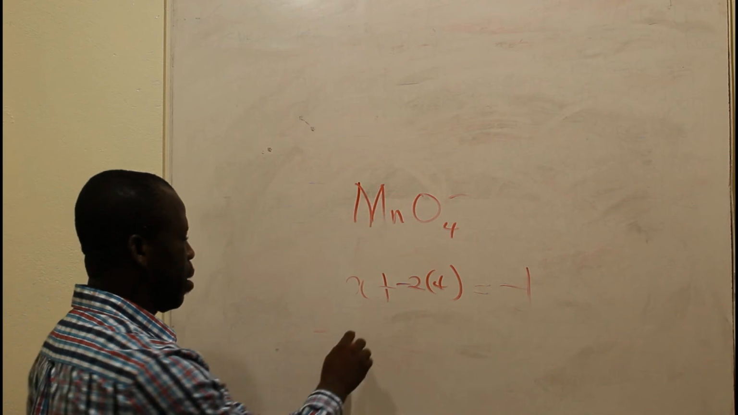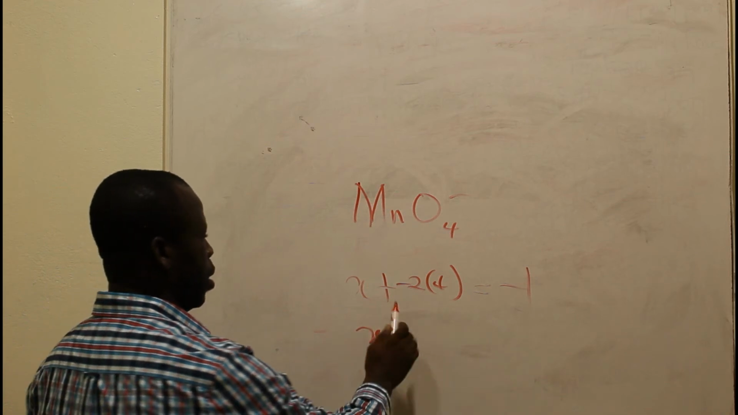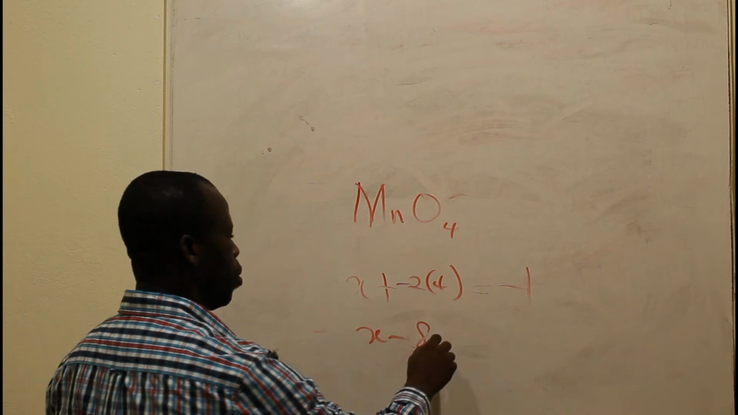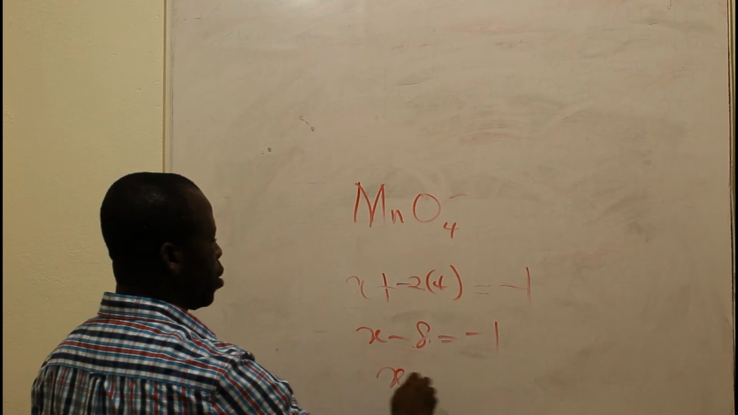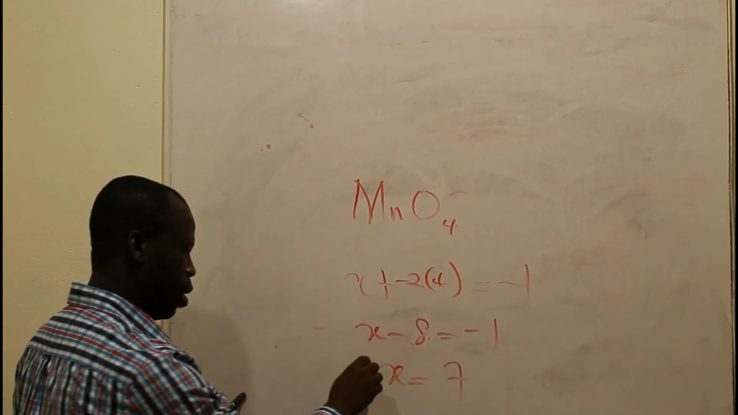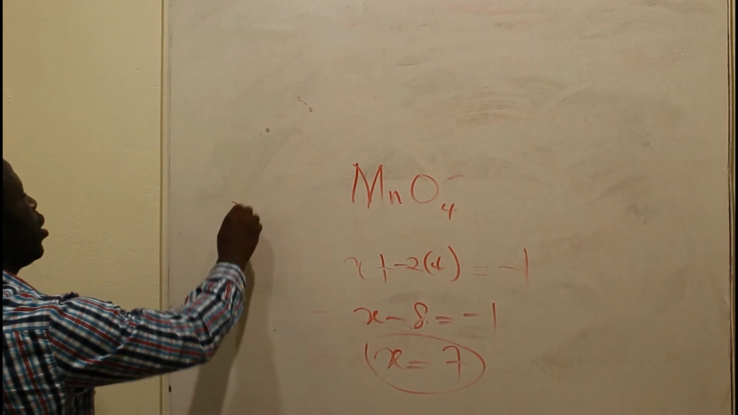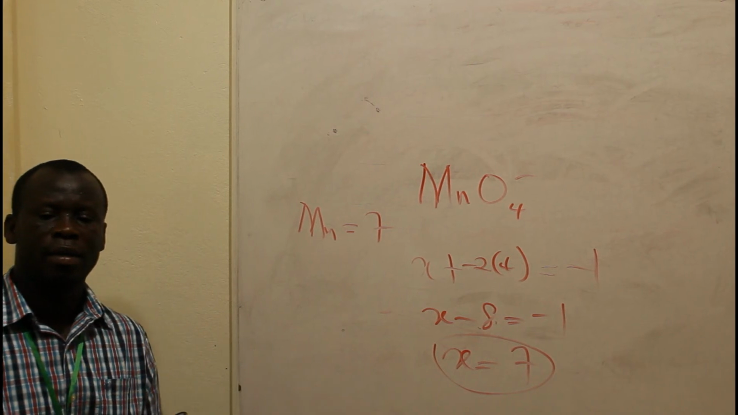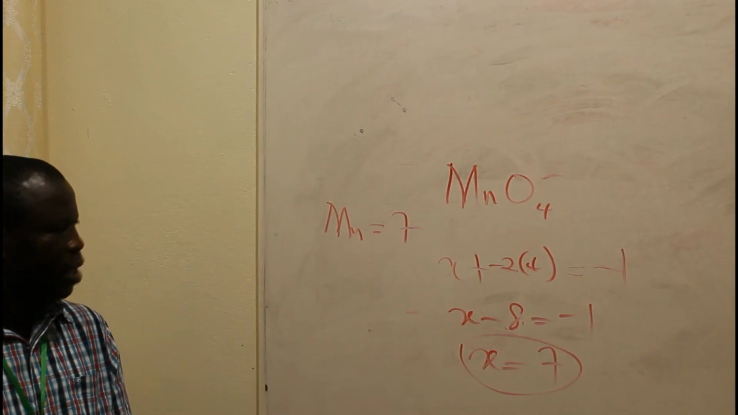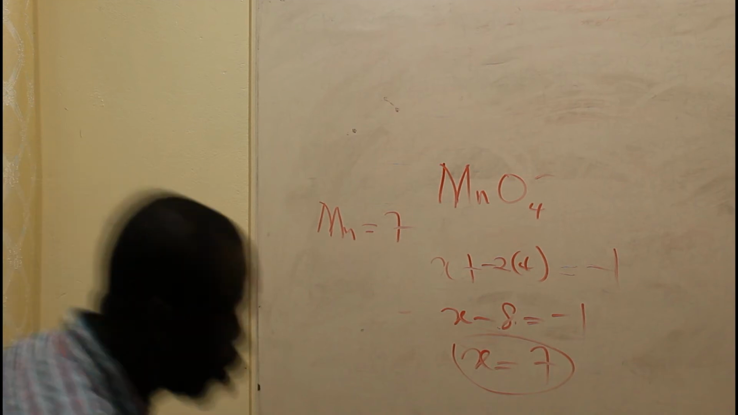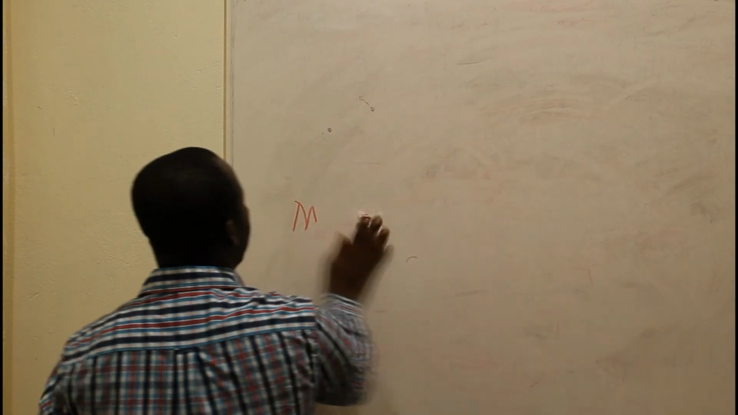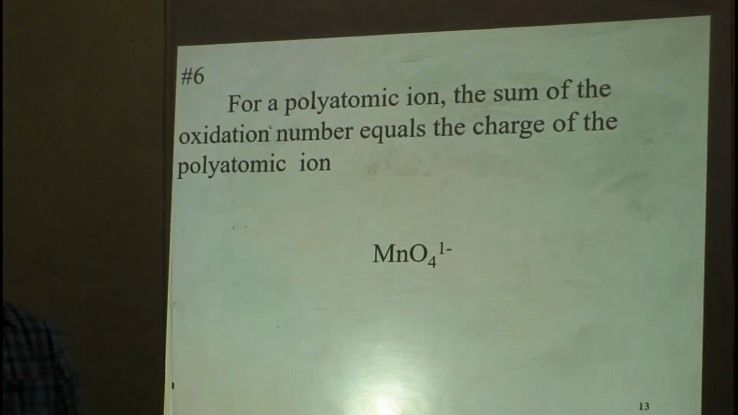So by making x the subject, you're going to have -8, which will be -1. So x will be equal to +7. It means that the oxidation number of manganese is +7. And that is the implication. So you sum them up in order to get the charge that you have. Now let's look again at the next rule.